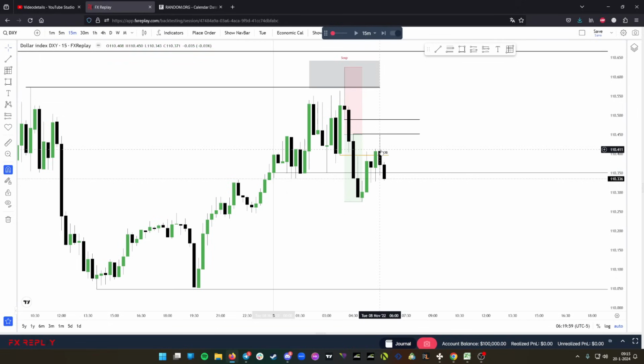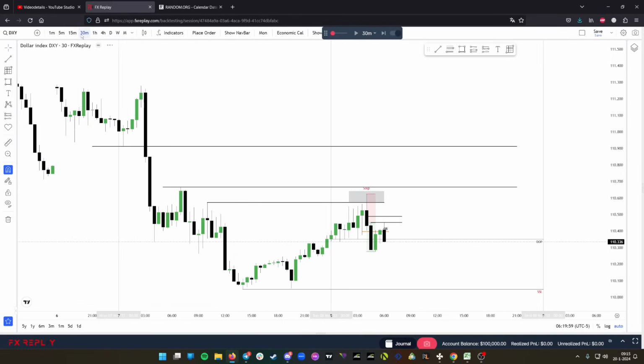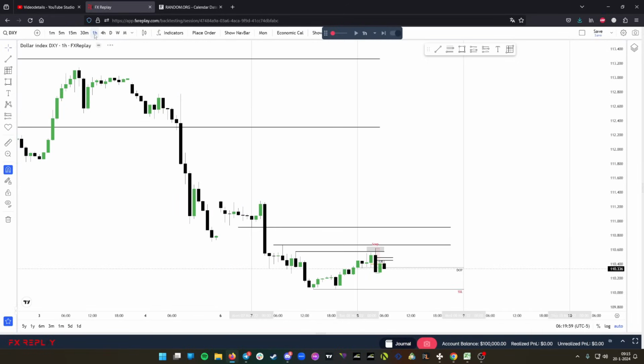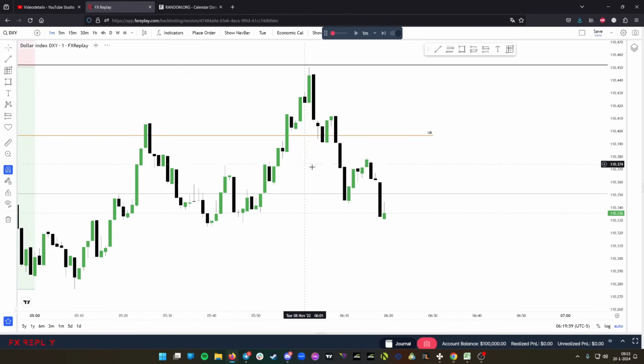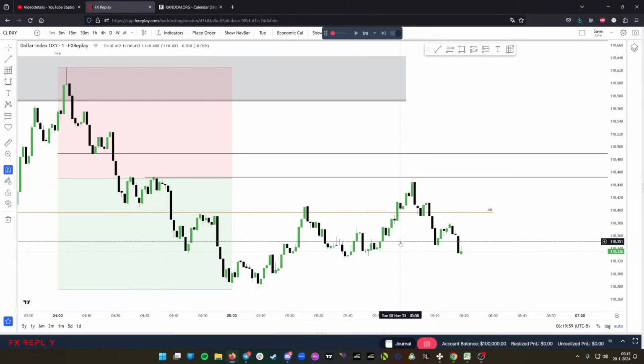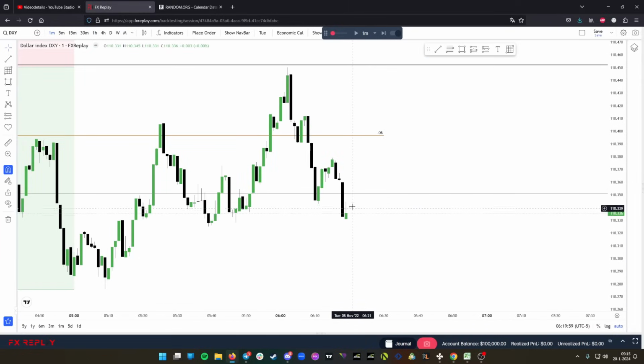15 minutes starting to go bearish. We're holding this order block, right? Doesn't have to go into the inefficiency, so we can assume it's bearish. 30 minute is bearish. 1 hour is bearish. 5 minute starting to go bearish. 1 minute is definitely going to sell side of the curve right now. So we can assume we're going into sell side of the curve.